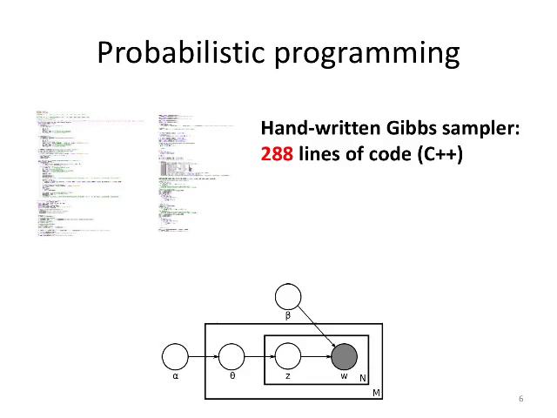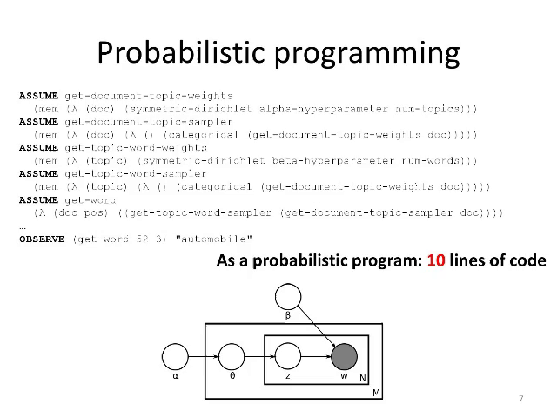And this is the same representation of this model, but it's a code representation. It's about 300 lines of C++ code. So this is for humans, this is for computers. And it's considerably harder to understand what happens here. So now I'm going to show you a third representation of the same model. It's written as a probabilistic program, and it's just 10 lines of code.